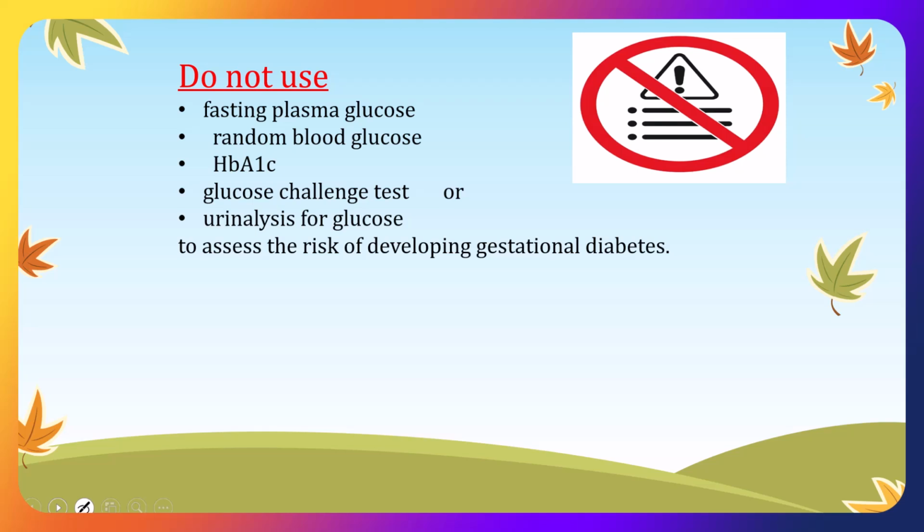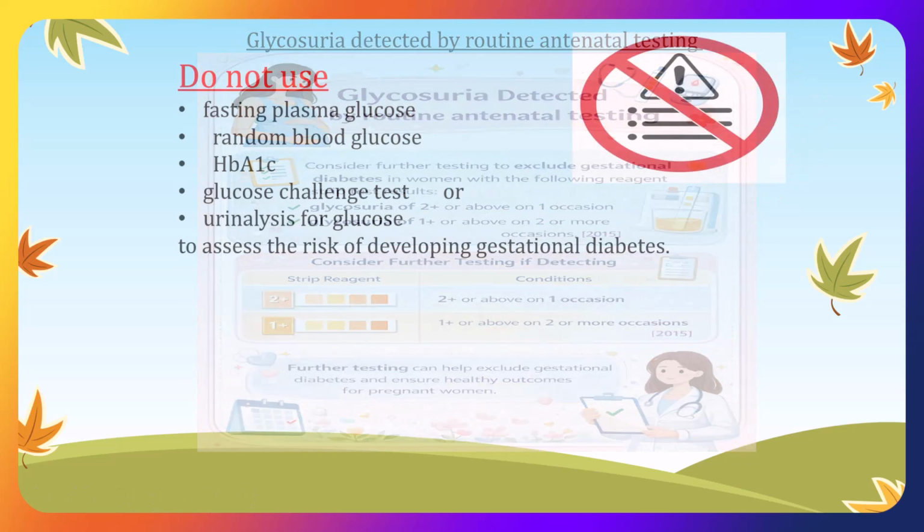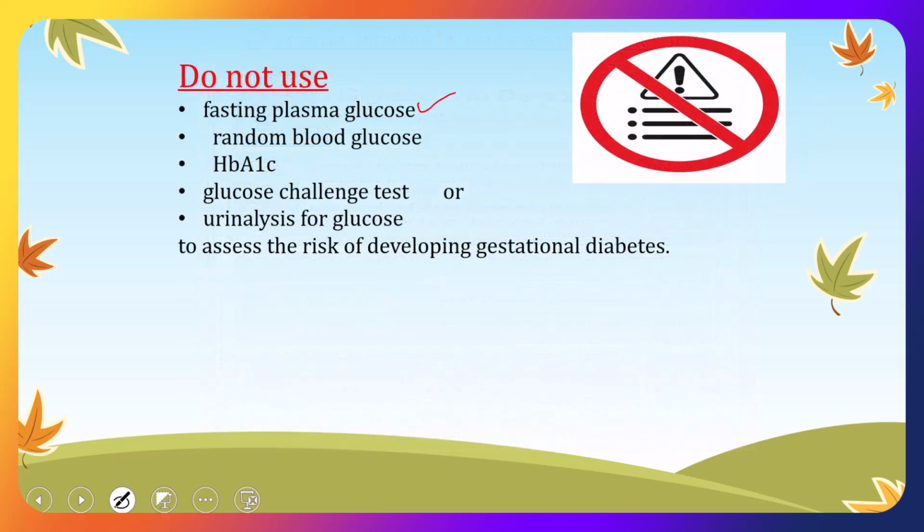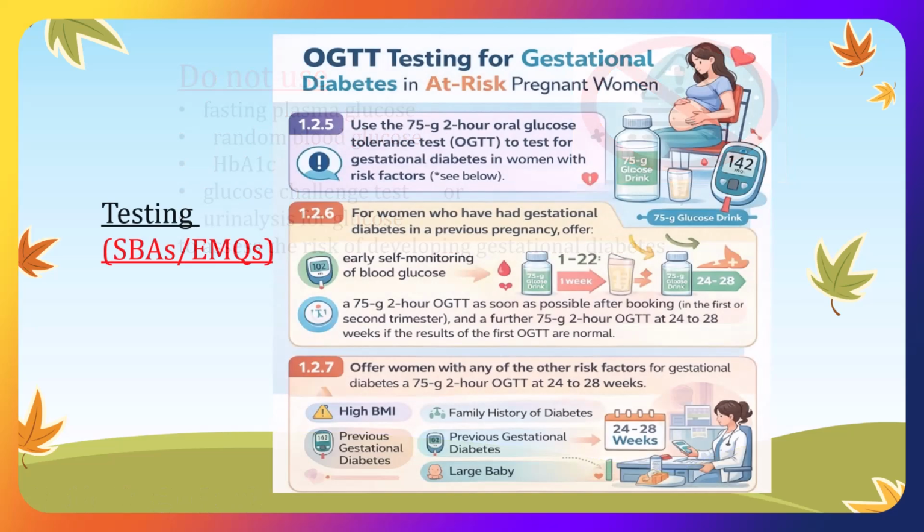Now you need to remember certain points as well before proceeding to gestational diabetes mellitus testing, that you have not to use fasting blood glucose, random blood glucose, HbA1c, glucose challenge test or urinalysis for glucose to assess the risk of developing gestational diabetes. Okay, so you need to remember these points.